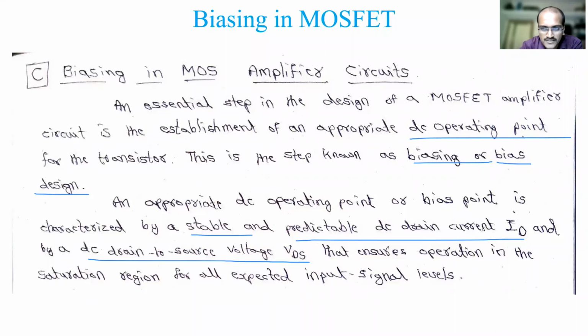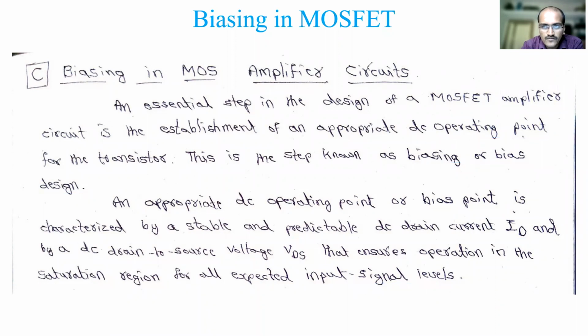We are drawing the characteristics ID versus VDS, varying the gate voltage. That ensures operation in the saturation region. You have seen the triode and saturation regions, so don't confuse with BJT. In BJT you have cutoff, saturation and active regions, and in BJT it should be in the active region for operating. Whereas in the case of MOSFET, it should be in the saturation region for all expected input signals. So this is the introduction to biasing in MOSFET.